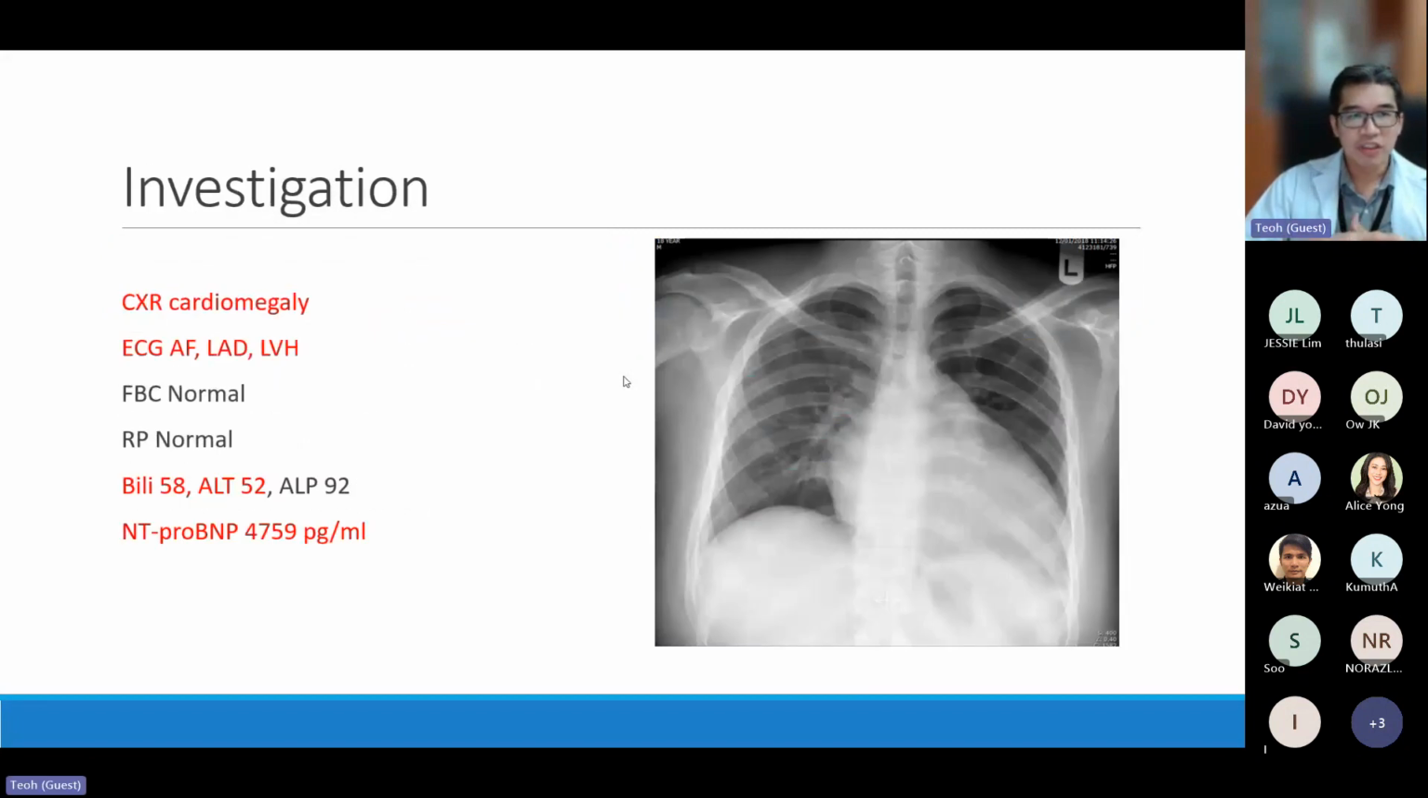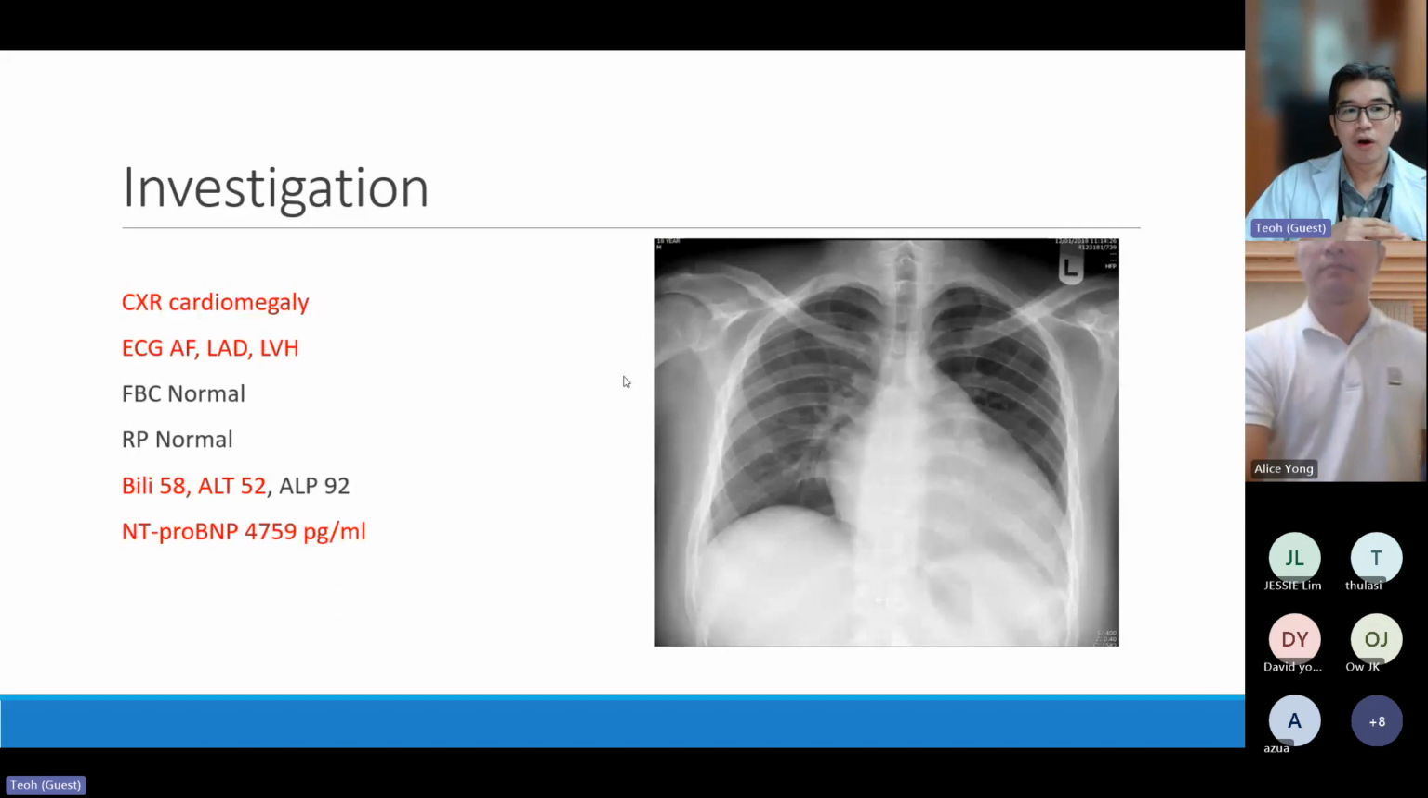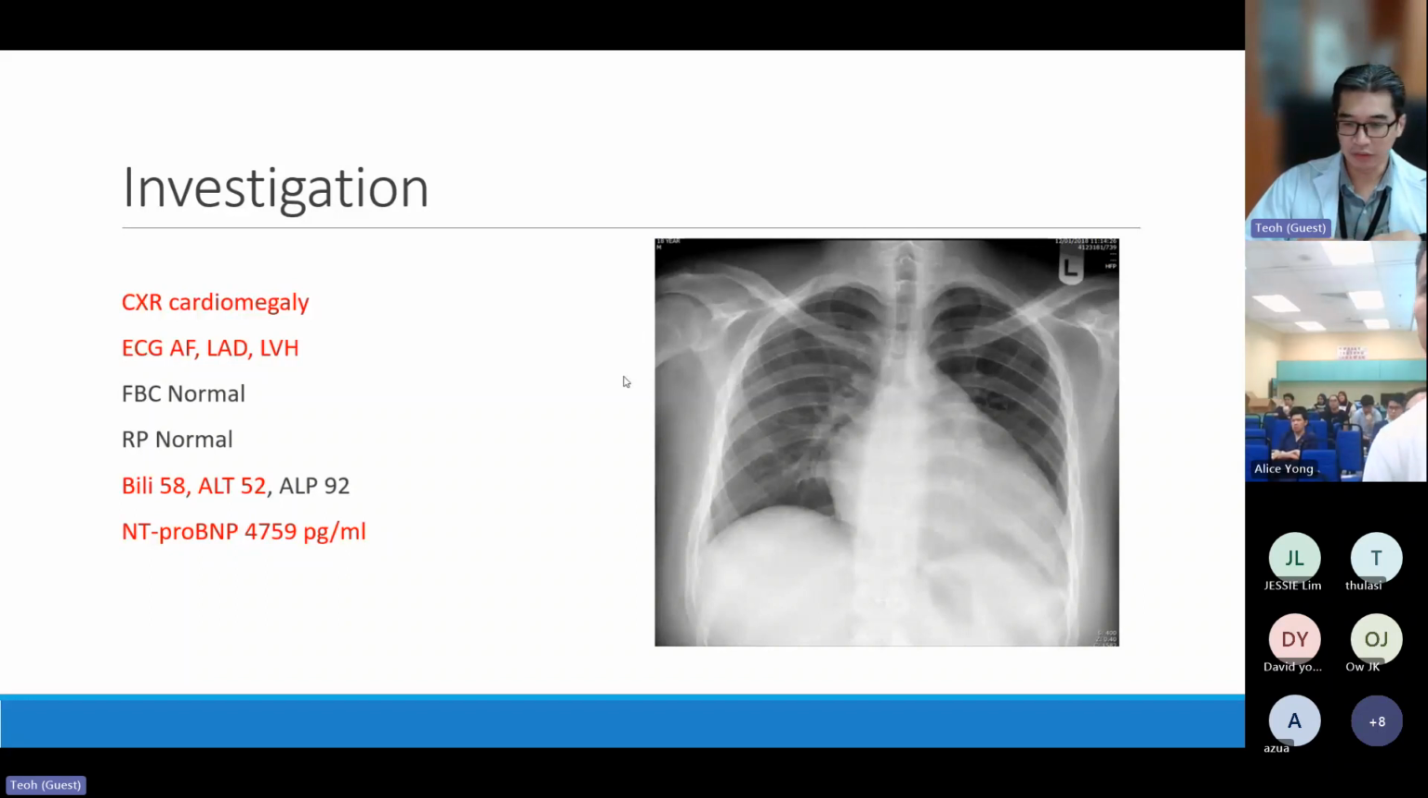Of course, investigations were done. X-ray on your right-hand side shows cardiomegaly. All of us will agree the lung is very clear. In fact, there is no upper lobe diversion, no bat-wing appearance, there is no APO there. ECG shows atrial fibrillation, left axis deviation, left ventricular hypertrophy by voltage criteria. Full blood count normal, kidney function normal. Now the bilirubin is 58, the liver is congested with ALT of 52, and NT-proBNP is 4,700.